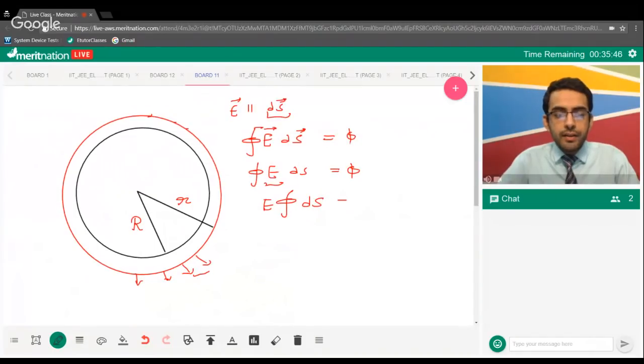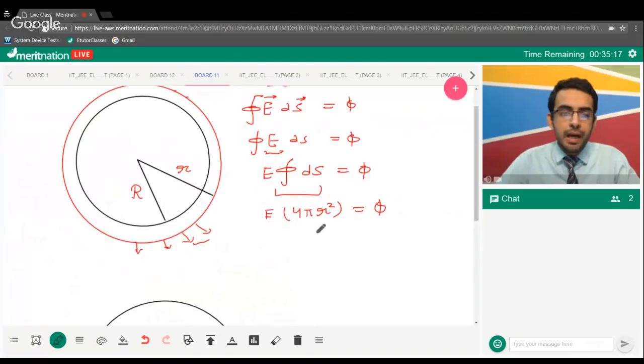So this means this is the total surface area of this Gaussian surface. So that's equal to E multiplied by 4 pi r square. This is the total flux, right? So total flux is equal to Q enclosed by epsilon naught. So E into 4 pi into small r square is equal to Q enclosed.